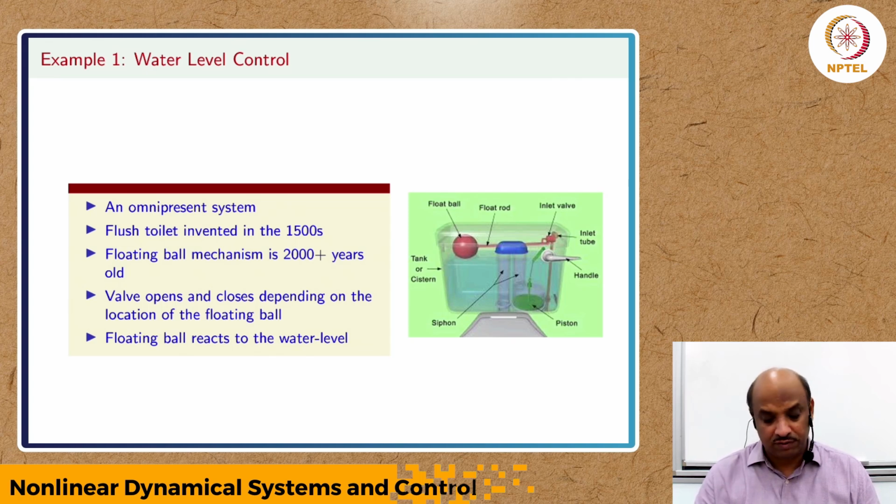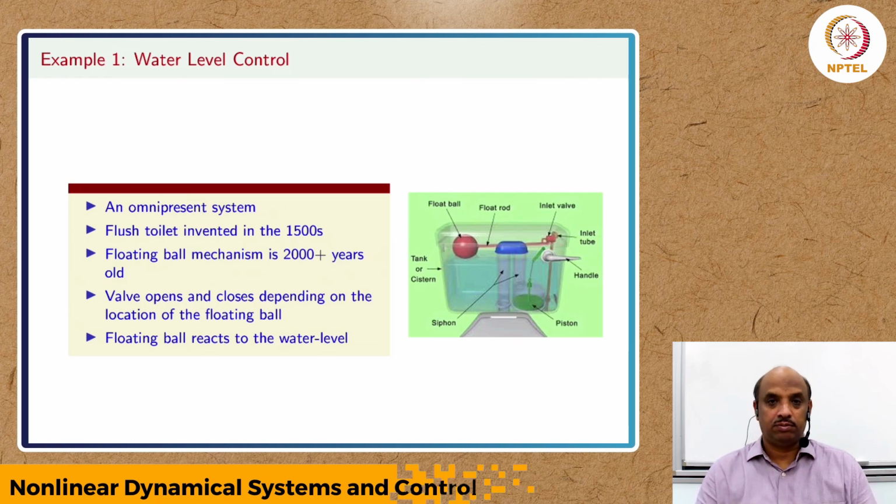Specifically, the flush toilet was invented in the 1500s, but the main mechanism that is used for controlling the water level, the so-called floating ball mechanism, is more than 2000 years old. Whenever there is less water, the valve opens up and water flows in, and whenever the water is at a particular level, the floating ball closes the valve.